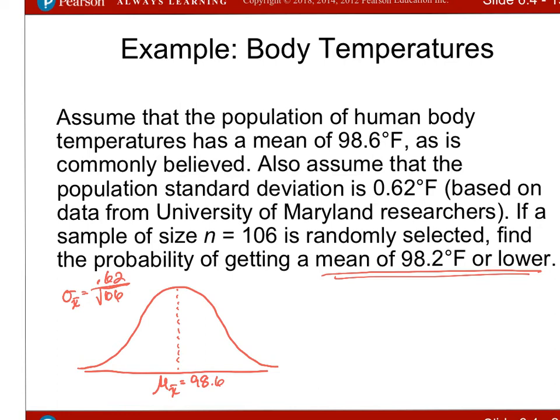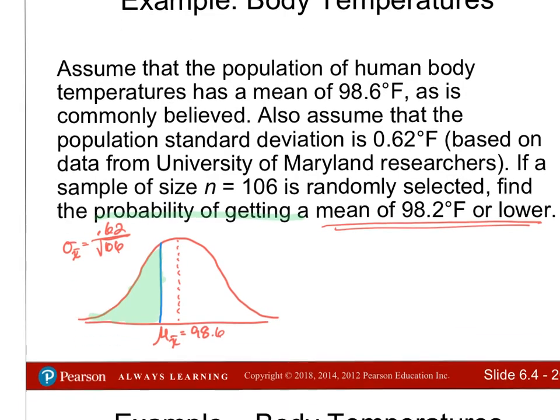And we want to know what's the probability of getting a mean of 98.2 or lower. So 98.2 is going to be somewhere in here. And lower is going to require us to shade this area to the left. And so the answer to the question is whatever that area is. The probability of getting a mean of 98.2 or lower is that area. So I just need to find that area. All right, so let's proceed.